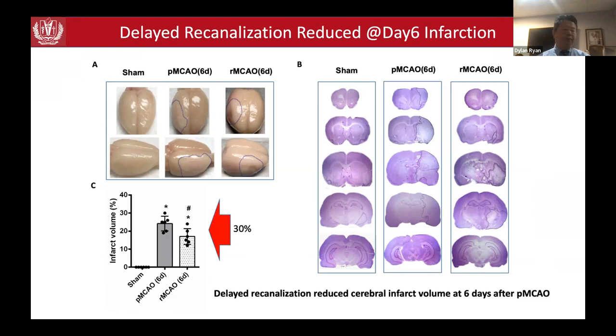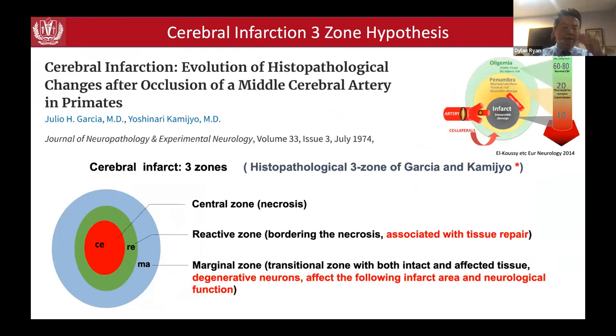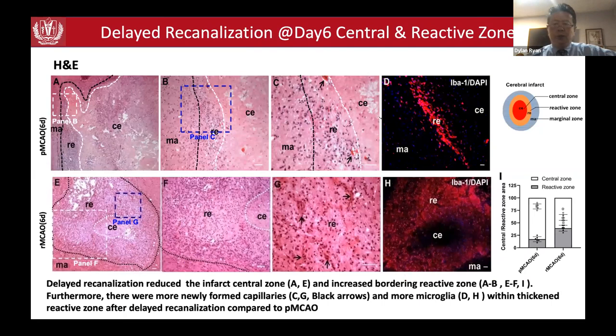And then we look very carefully. It's something similar to the current hypothesis, like infarction, penumbra, oligemia. But in the 70s, people called it the central zone, reactive zone, and marginal zone. So this is very complicated. Let me just show you the right-hand side. The central zone decreased after we reopen the vessel, meaning the infarction is getting smaller, right? And then the last thing on the right-hand side, on the top, is the one without recanalization. It's 6 days after stroke. You can see some red color.